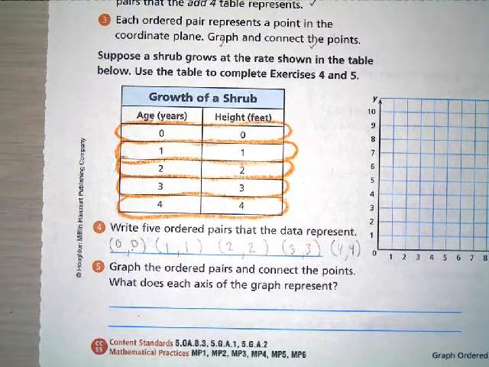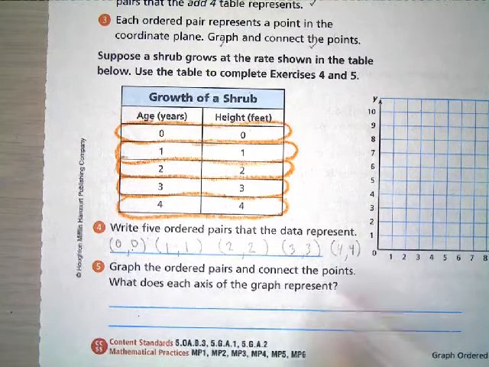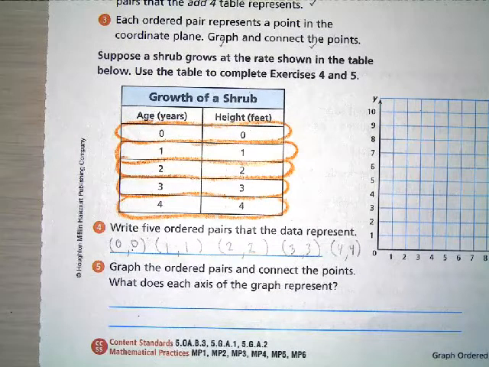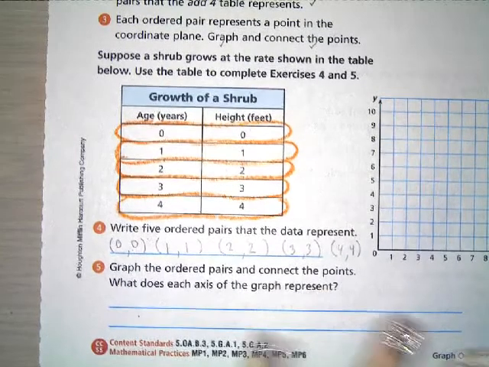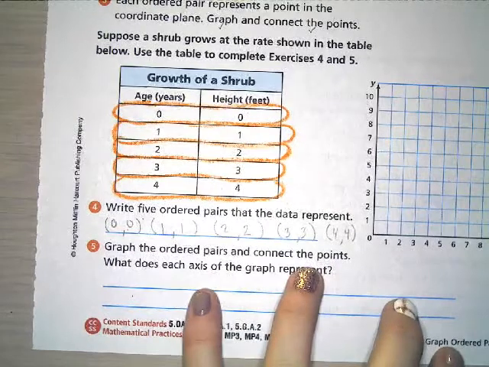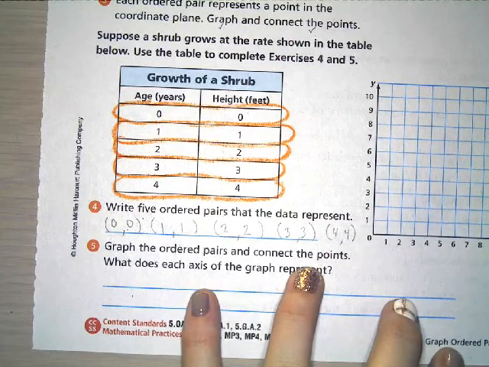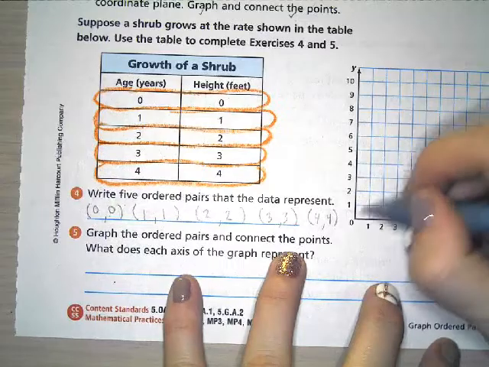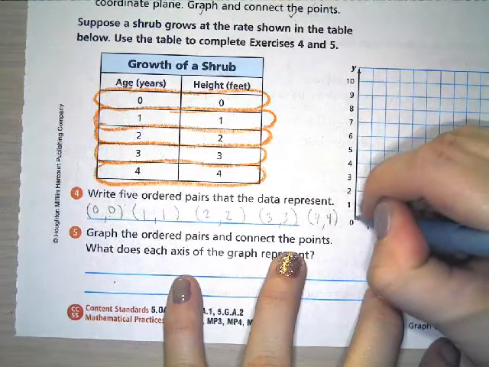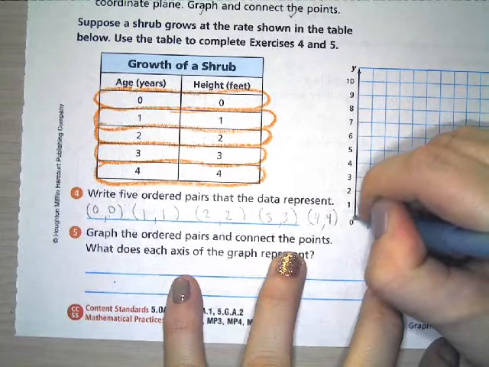I completed number 4. It did not ask me to do any graphing yet. So you really have to take these problems one step at a time, because sometimes if you go too fast, you skip things. So let's just look at number 4. Did we do what it asked on number 4? Yes. Number 5. Graph the ordered pairs and connect the points. Let us begin doing that. Okay? Graph the ordered pairs.